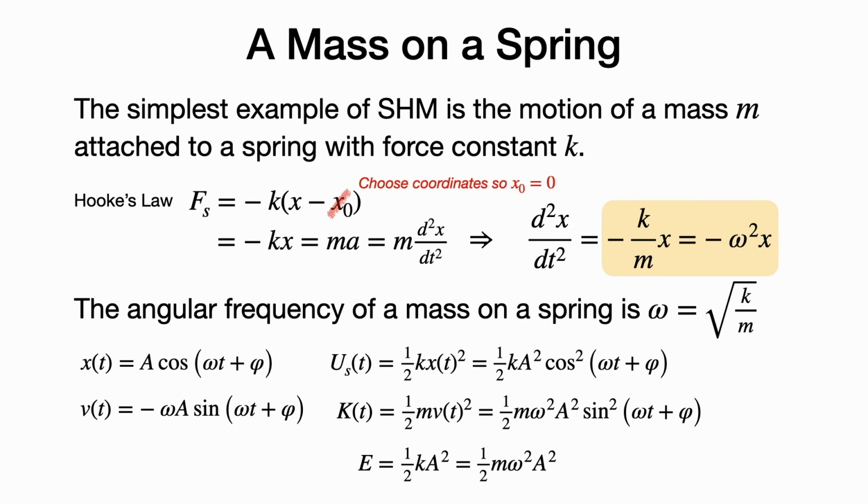Notice that these two versions of the total energy of the system are equivalent because of the relationship between the angular frequency omega and k and m. And also notice that the total energy of the system for a simple harmonic oscillator is a constant.